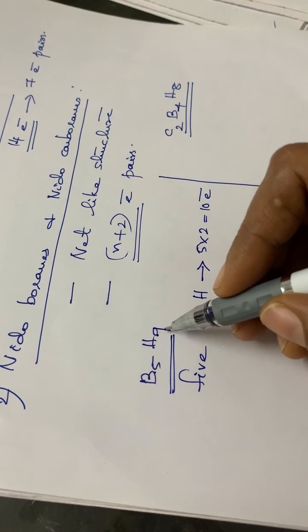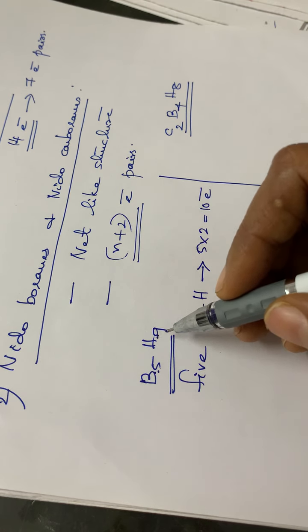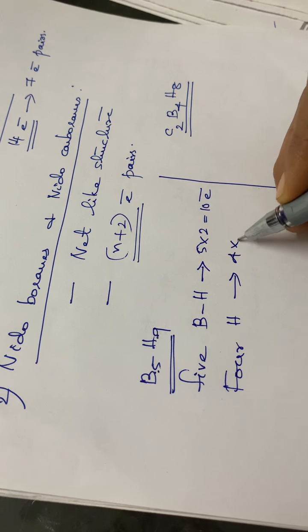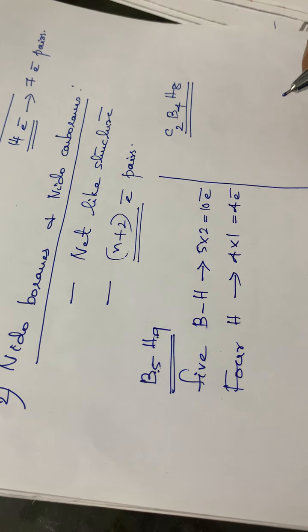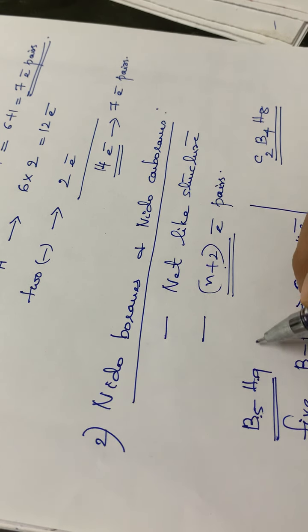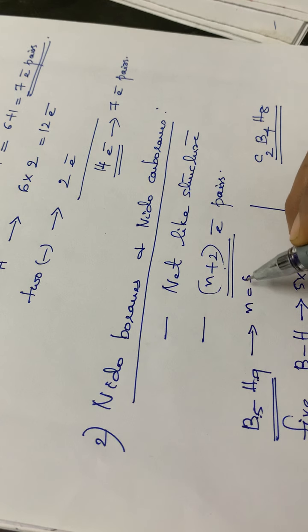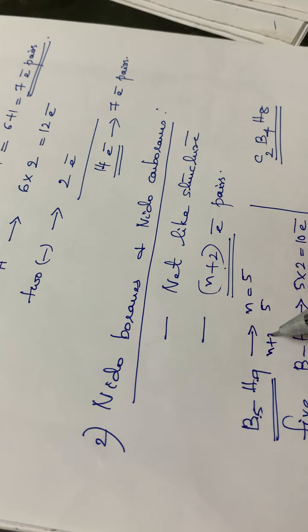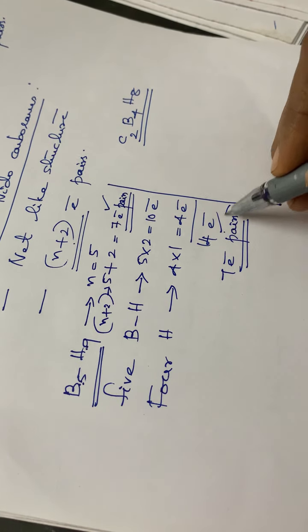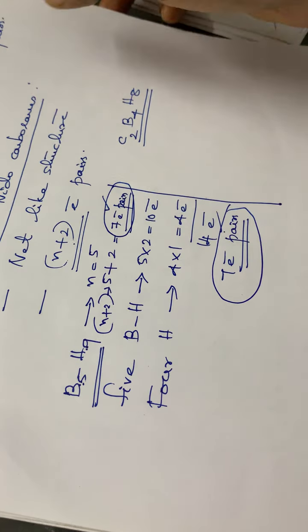Then how many hydrogens remain? B5H5, so the remaining 4 hydrogen atoms are there. Each hydrogen will be donating 1 electron, so 4 into 1, 4 electrons. So in total 14 electrons, which means 7 electron pairs. According to the formula, the electron pairs are n plus 2, where n is equal to 5, so 5 plus 2, that is equal to 7 electron pairs. Here also we are obtaining the same, isn't it? So in both cases the answer is right.